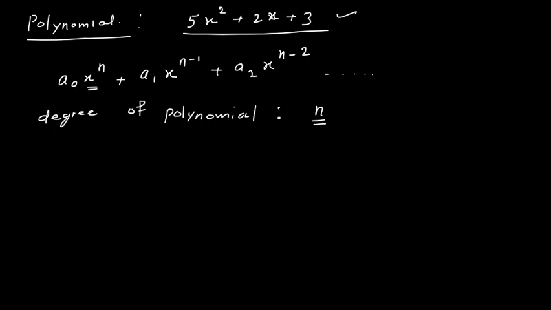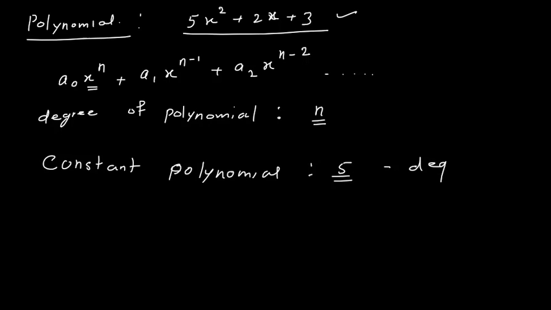Now when the degree of a polynomial is 0, then that is called a constant polynomial. So you should know what a constant polynomial is. I will give you an example, like a polynomial which is just 5, any number. It is a constant polynomial because here you will not find any variable. So when you do not find any variable, that means its degree is 0.